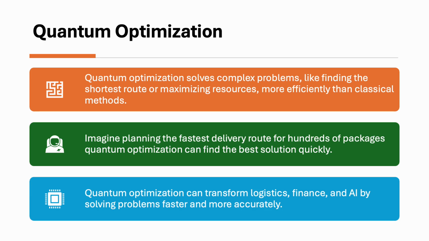Quantum optimization has enormous potential for improving artificial intelligence because many AI problems boil down to finding the best solution among countless possibilities, which is exactly what quantum computers excel at.